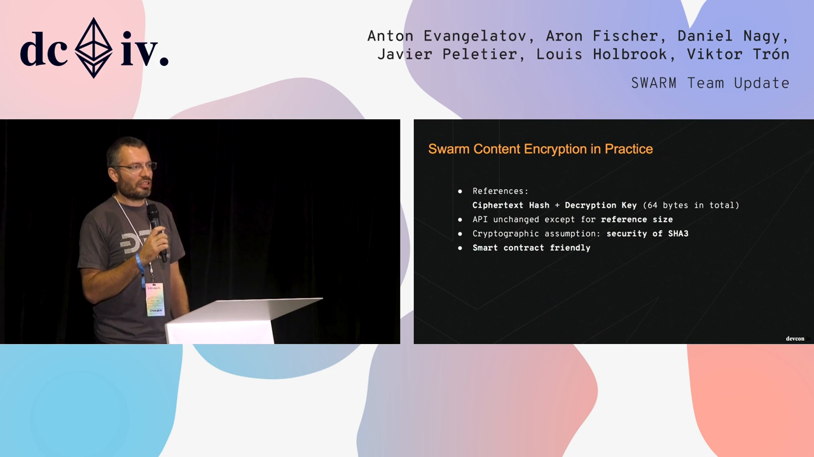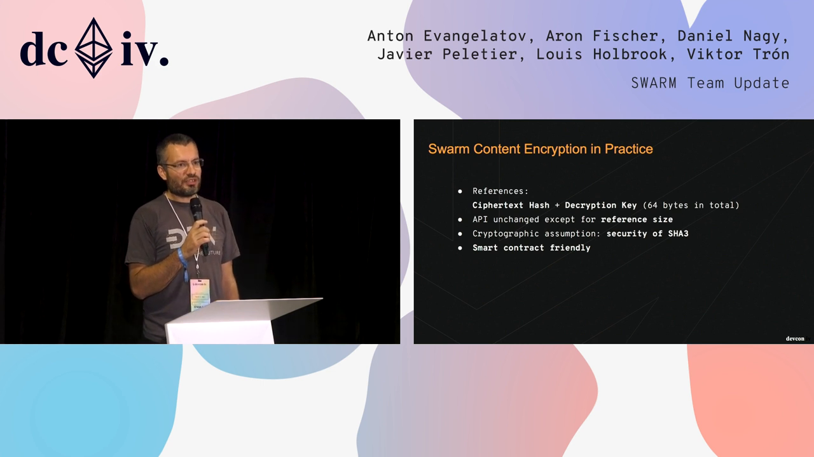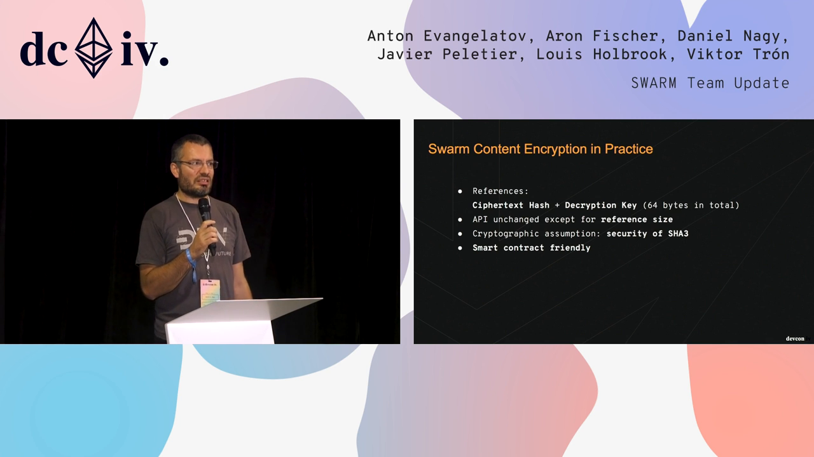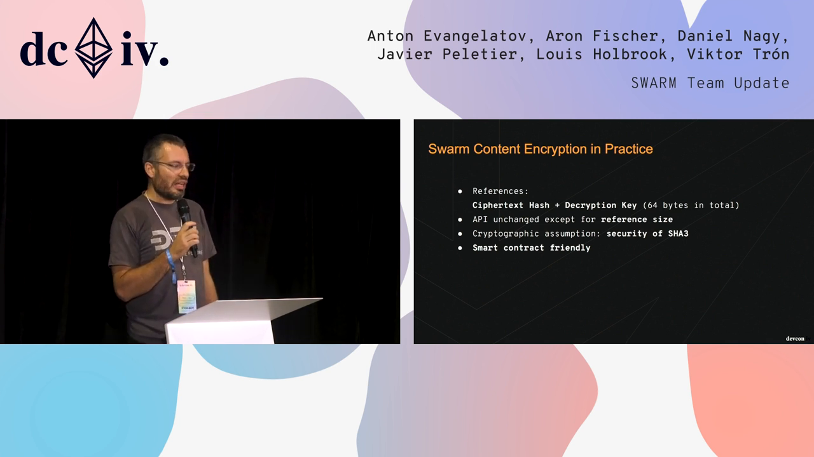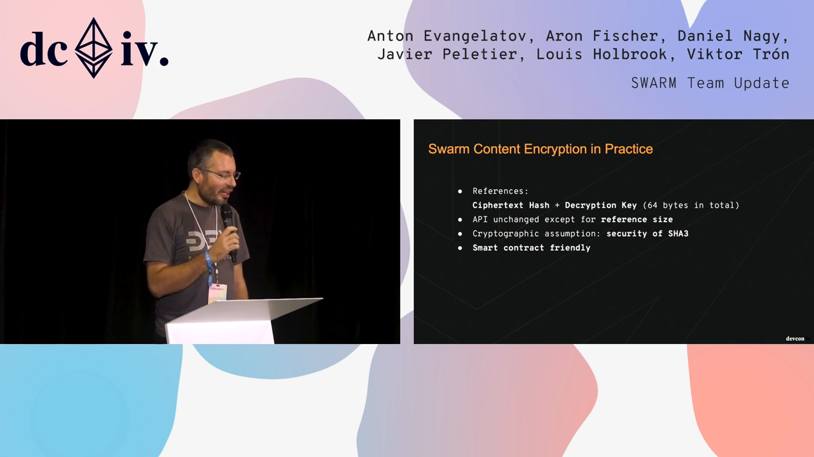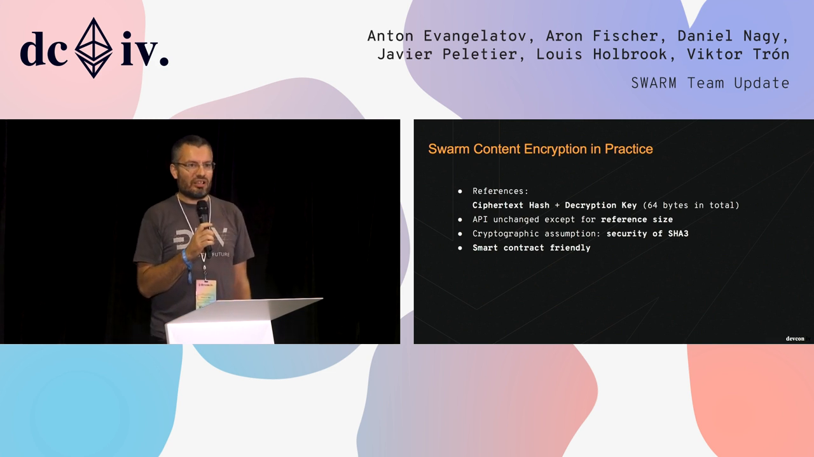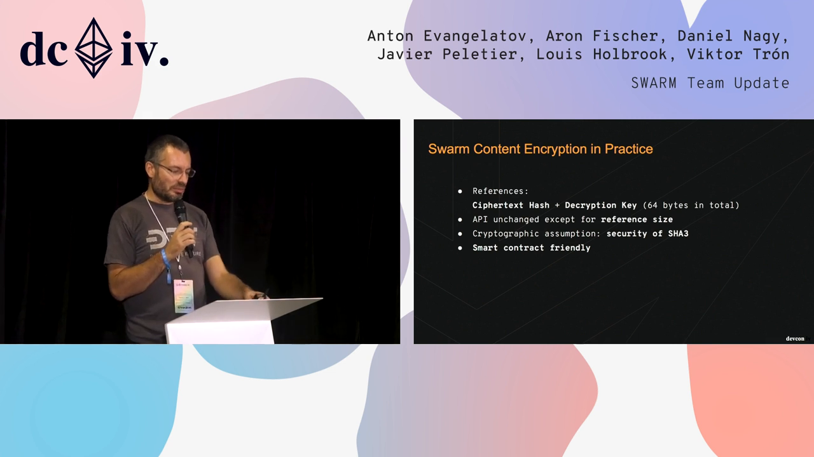And the only cryptographic assumption that we make is the security, the collision resistance of the SHA-3 hash function. Now, so we have not actually increased the attack surface beyond what Ethereum already assumes. And, you know, if SHA-3 is broken, then we will have much bigger problems. And finally, we have designed our encryption so that it's as smart contract friendly as possible.